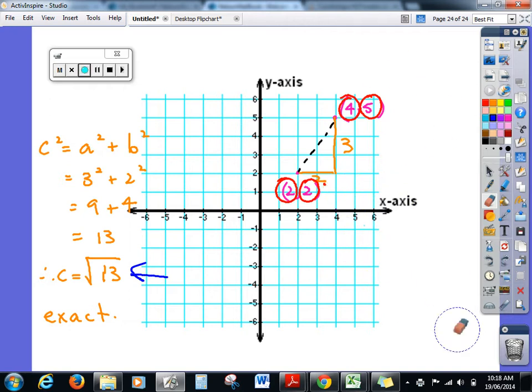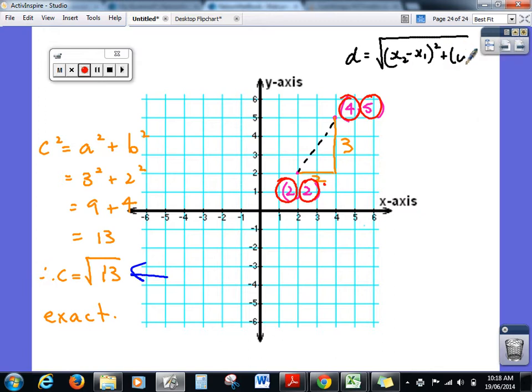And the secret of using this formula is do not rush and set it out correctly. Always write the formula down before it's used, and just take it slow and do not cut corners. So writing it down: x2 minus x1 all squared plus y2 minus y1 squared. Rightio. Equals.